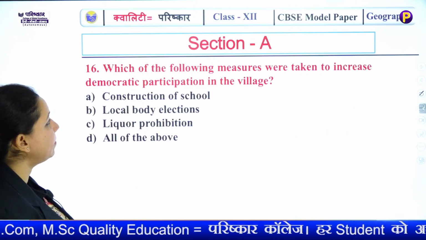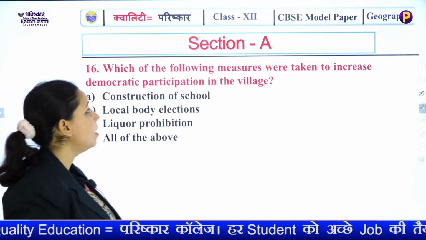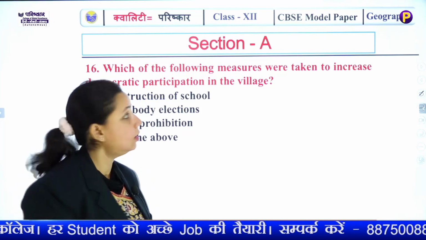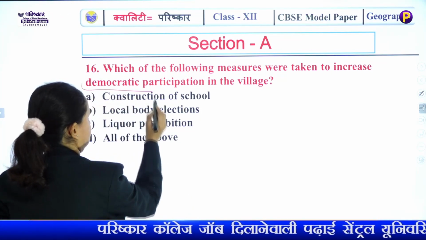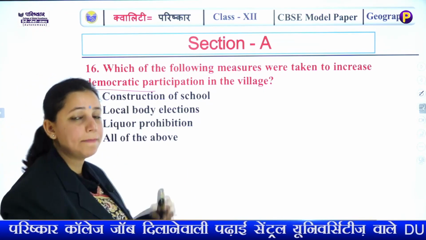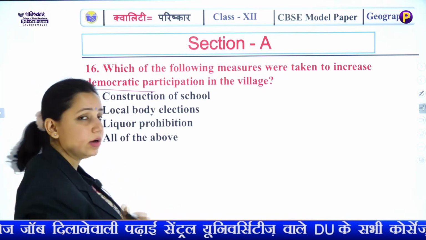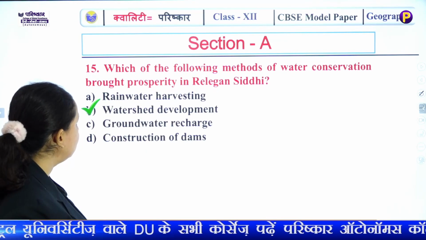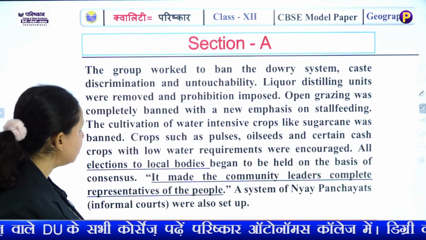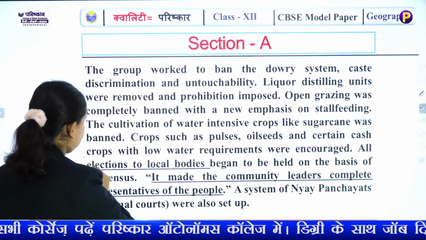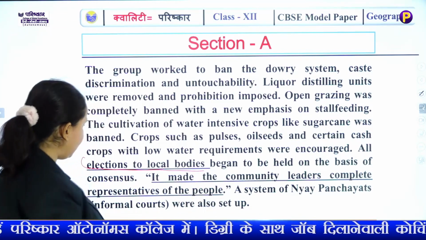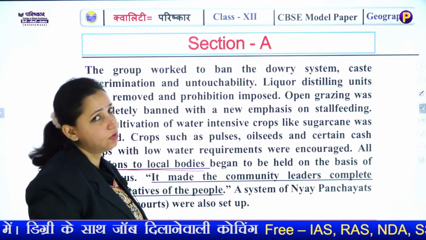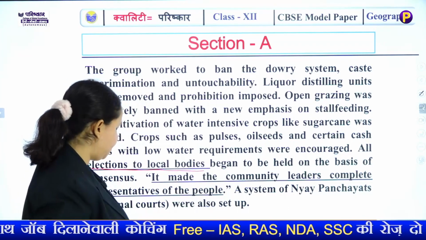Next, which of the following measures were taken to increase democratic participation in the village? Now, this case study is again talking about democratic participation. If you read the passage itself, you will come to know its answer. Local body election, because here I'll show you, I have marked important keywords in it. It talks about election to local bodies, right? It is talking about community representatives, local representatives, so it is talking about local election.